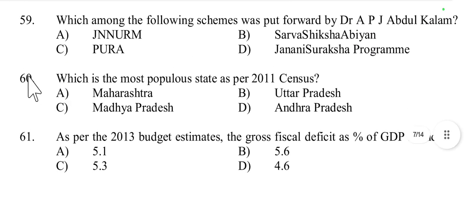Then question number 60, which is the most populous state as per the 2011 census? Maharashtra, Uttar Pradesh, Madhya Pradesh or Andhra Pradesh? Most populous state according to 2011 data, that state is Uttar Pradesh. Option B, Uttar Pradesh, because as per the 2011 census, Uttar Pradesh was the most populous state in India, with approximately 200 million people.